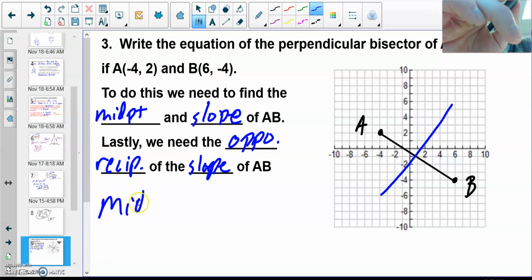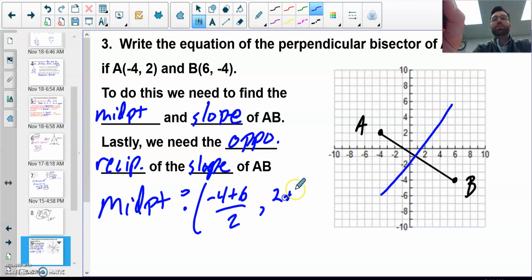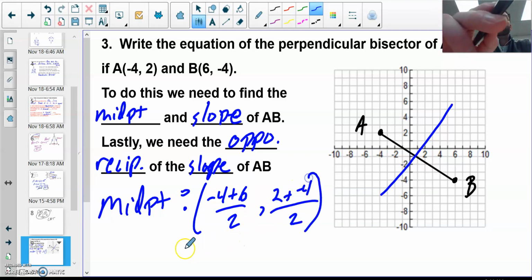So let's first find the midpoint. Remember, to find the midpoint, I add my x values together and divide by 2, and add my y values together and divide by 2 as well. So I'll add -4 plus 6 and put that over 2. And I'll do 2 plus -4 and put that over 2. Well, -4 plus 6 is 2. 2 divided by 2 gives me 1. 2 plus -4 is -2.